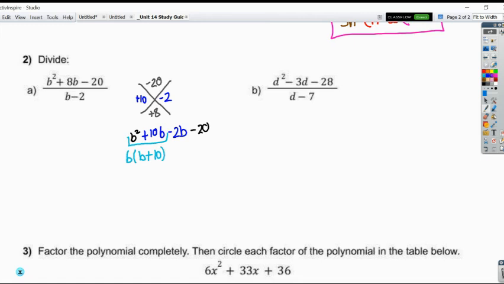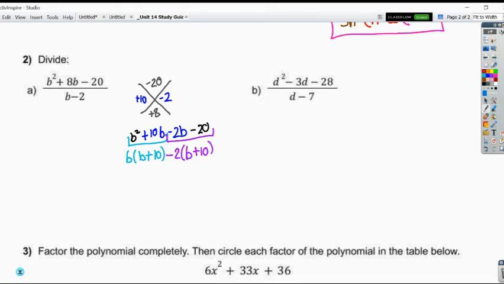My second two in that next group, negative 2b minus 20. The leading term is negative, so my GCF is negative, and I've got a 2 I can divide out of each of those. So negative 2b divided by negative 2 is b. Negative 20 divided by negative 2 is positive 10.